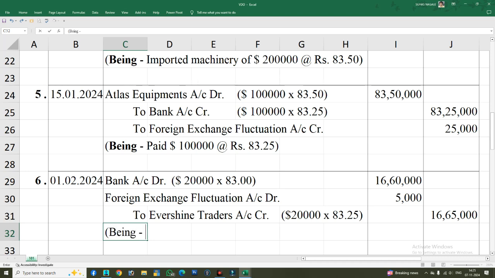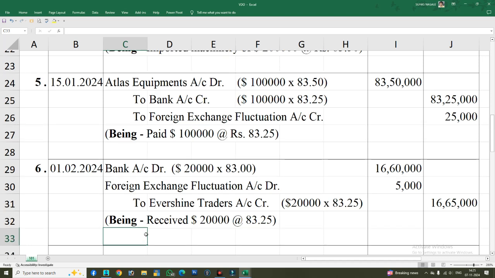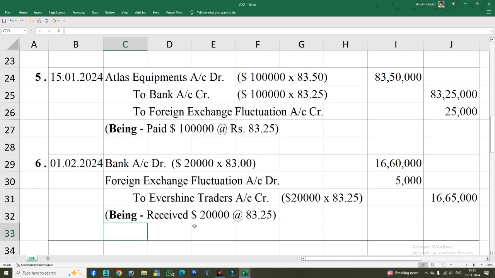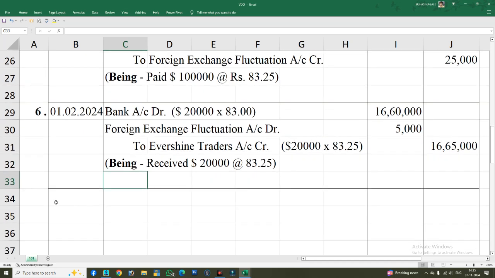Being received dollar 20,000 at the rate 83.25. This is the entry number 6 for export transaction. Now next, entry number 7.